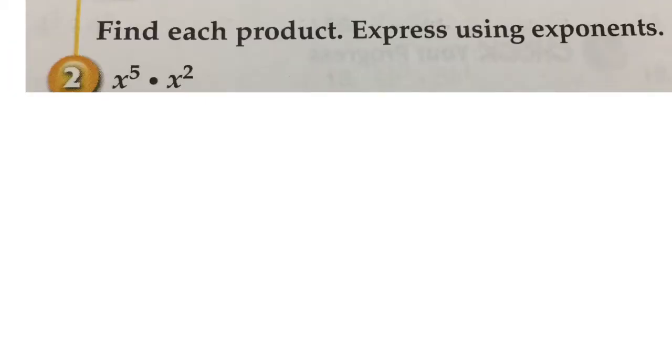Okay, so here's our first problem. You may want to write it down so you have these notes to look back at. X to the 5th times x to the 2nd. So both of these are monomials because there's no plus sign in between them. Do these have the same base? Yes, they both have a base of x. So we keep the base the same and we add the exponents. 5 plus 2, which would give us 7. So x to the 5th times x to the 2nd is x to the 7th power.